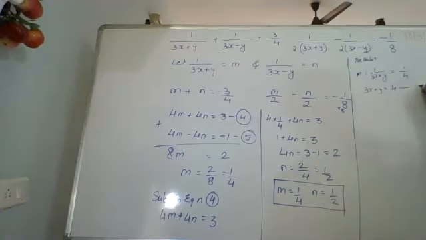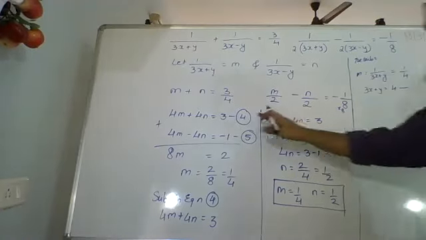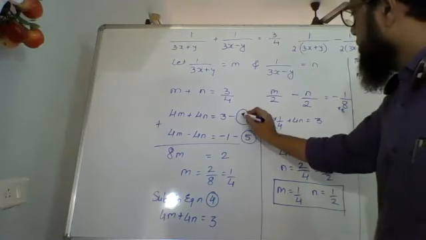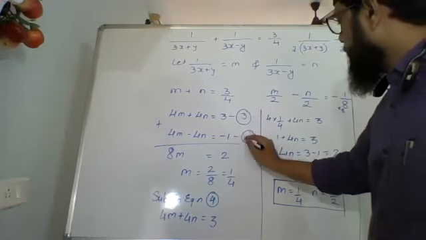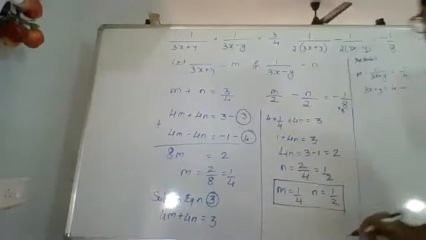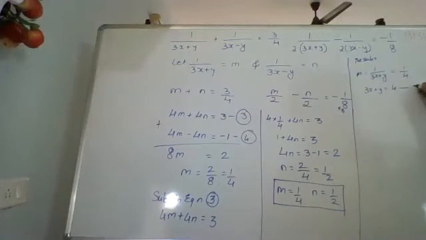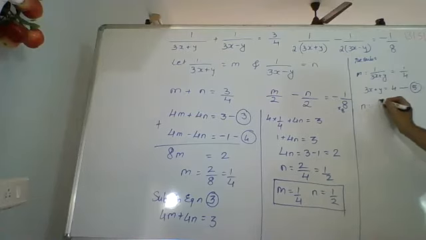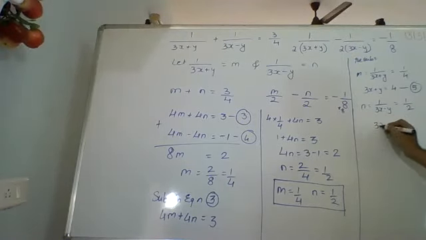Sorry, I made an error. This will not be the fourth equation. This will be the third equation. And this will be the fourth equation. Then this becomes equation number 5. Okay. Then n equals 1 upon 3x minus y, which is equal to 1 upon 2. Therefore, 3x minus y equals 2. This is your sixth equation.